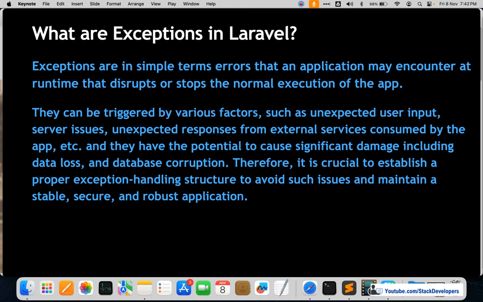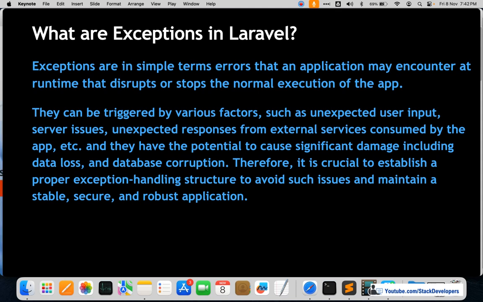They can be triggered by various factors such as unexpected user input, server issues, or unexpected responses from external services consumed by the app, and they have the potential to cause significant damage, including data loss and database corruption. Therefore, it is crucial to establish a proper exception handling structure to avoid such issues and maintain a stable, secure, and robust application.